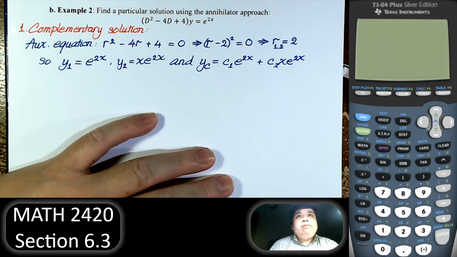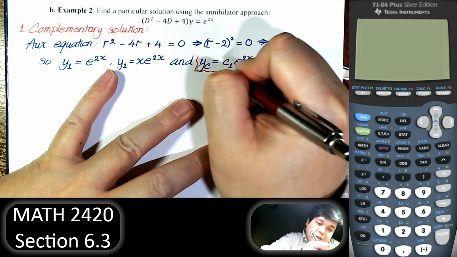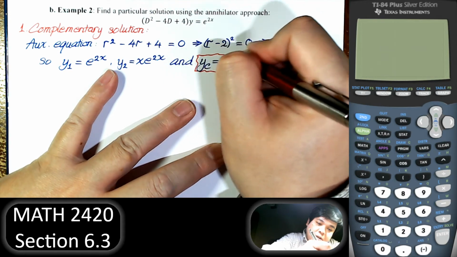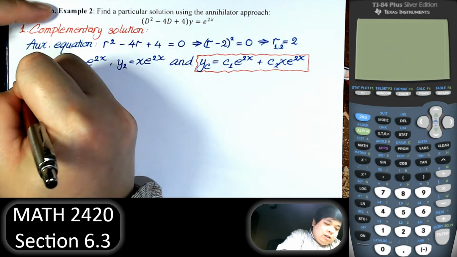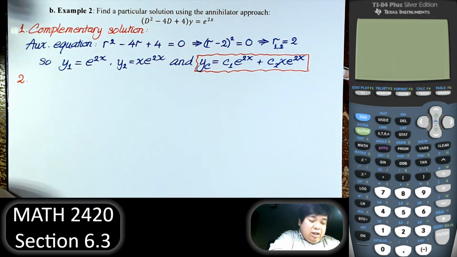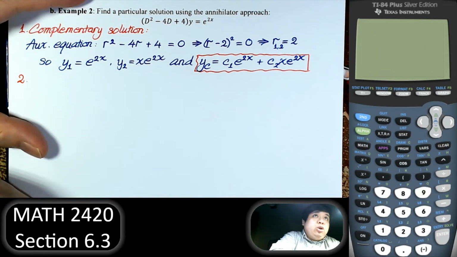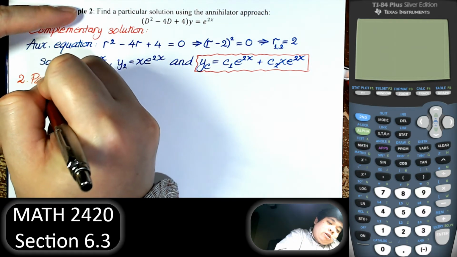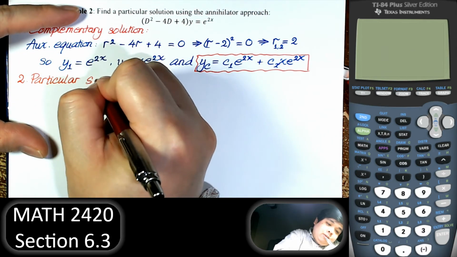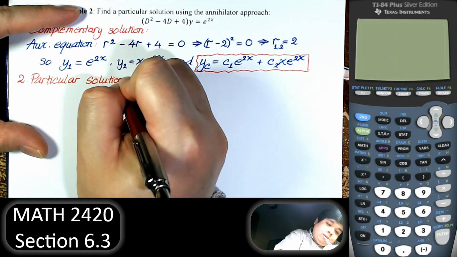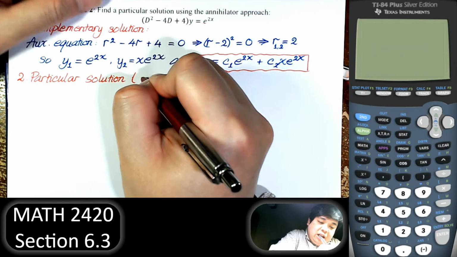So that's what we have. Complementary solution. Next, of course, we find a particular solution, and that's exactly what the question asks us to do. So particular solution. And we use the Annihilator Approach.